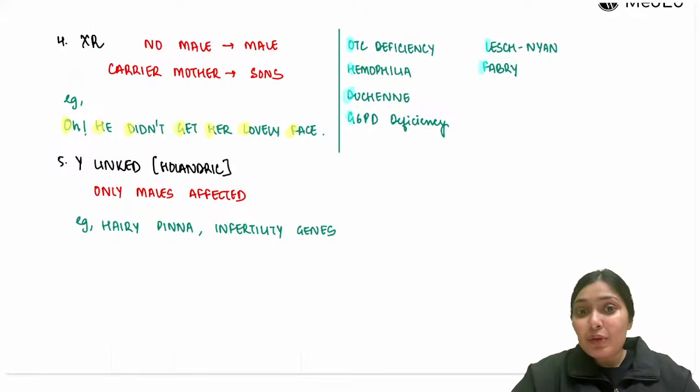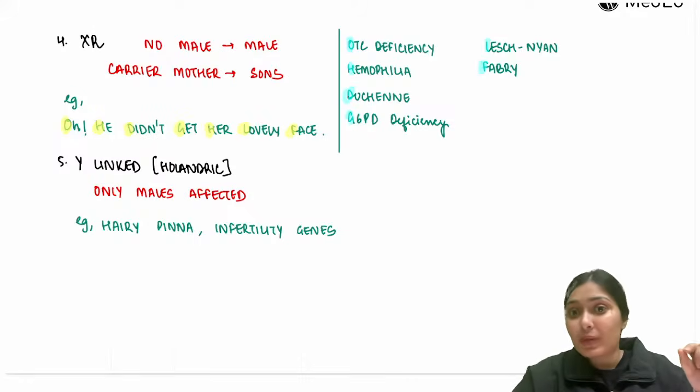The example over here is, "Oh, he didn't get her lovely face." Mother should only give her lovely face to the child, right? Not some defective gene. So the mnemonic over here is, oh, he didn't get her lovely face. O is for OTC deficiency, H for hemophilia, D for Duchenne muscular dystrophy, G is for G6PD deficiency, L for Lesch-Nyhan, and F for Fabry's disease.